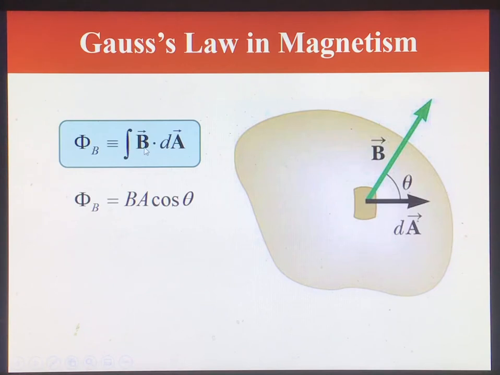It's just the dot product of B and A, and this integral is done over the entire surface. So we notice that if the magnetic field is uniform and not changing, then this just reduces to the dot product of the B vector and the area vector, which is given by this quantity right here. It's just the magnitude of the magnetic field times the area times the cosine of the angle between the magnetic field vector and the area vector.